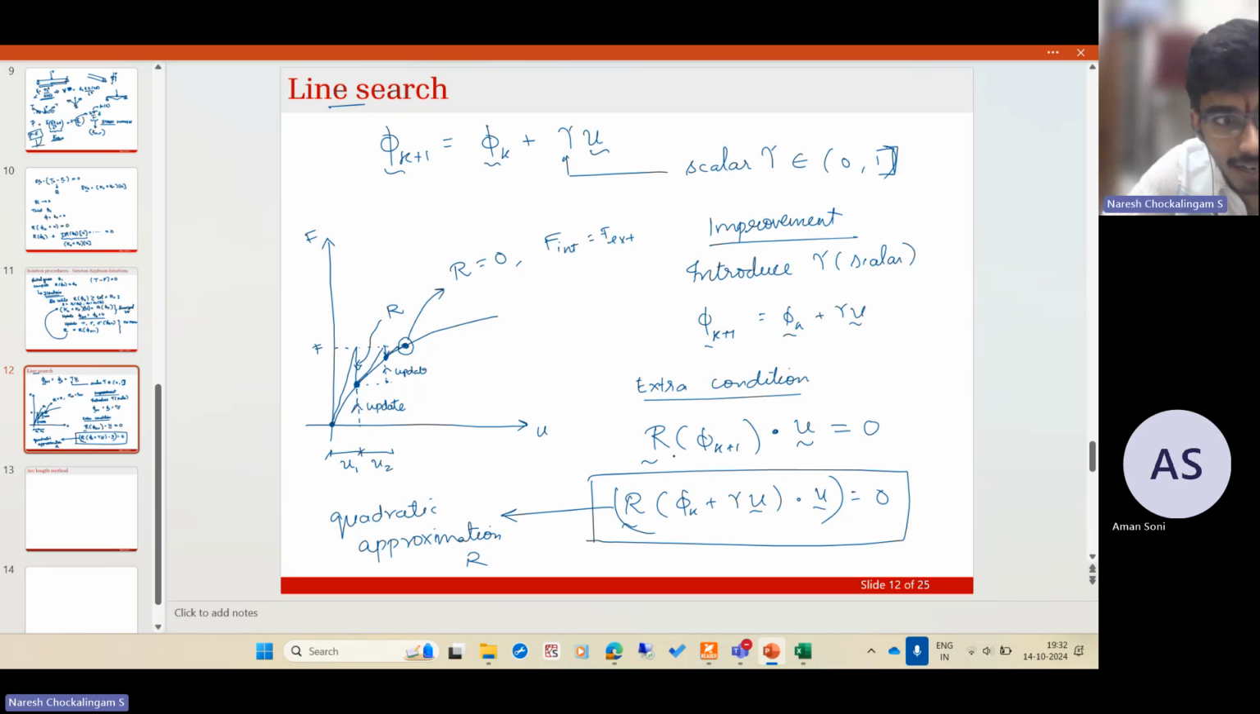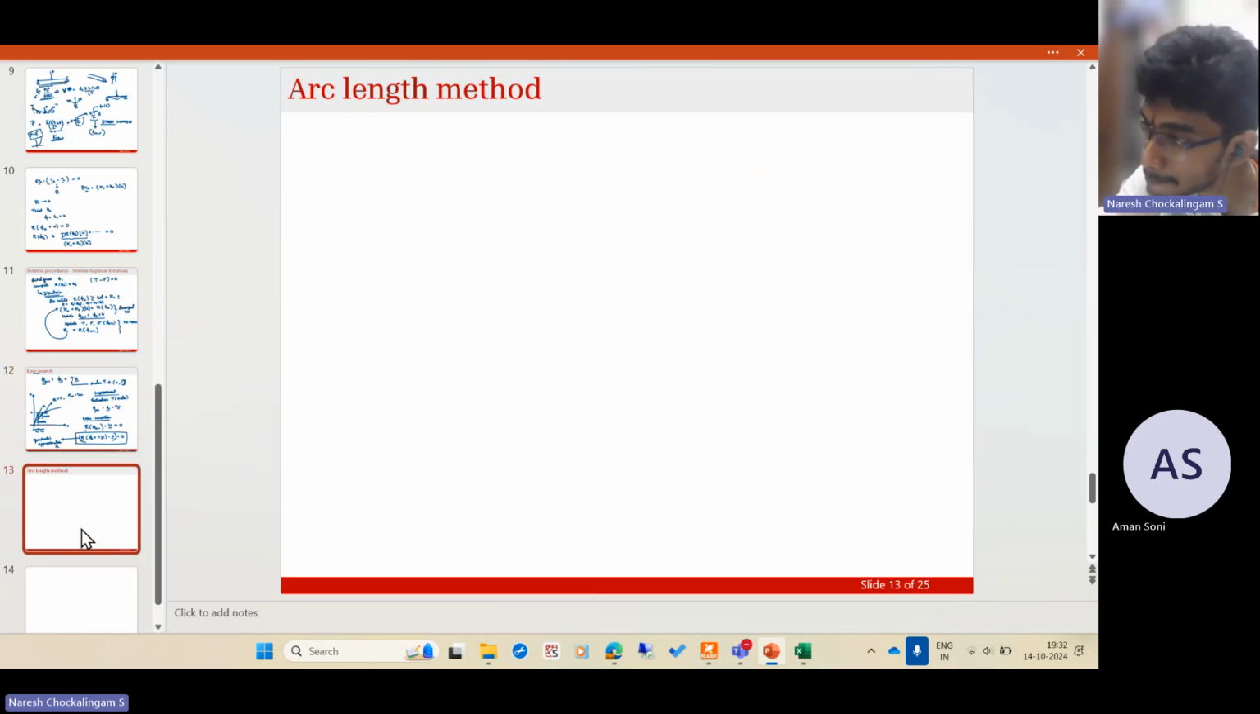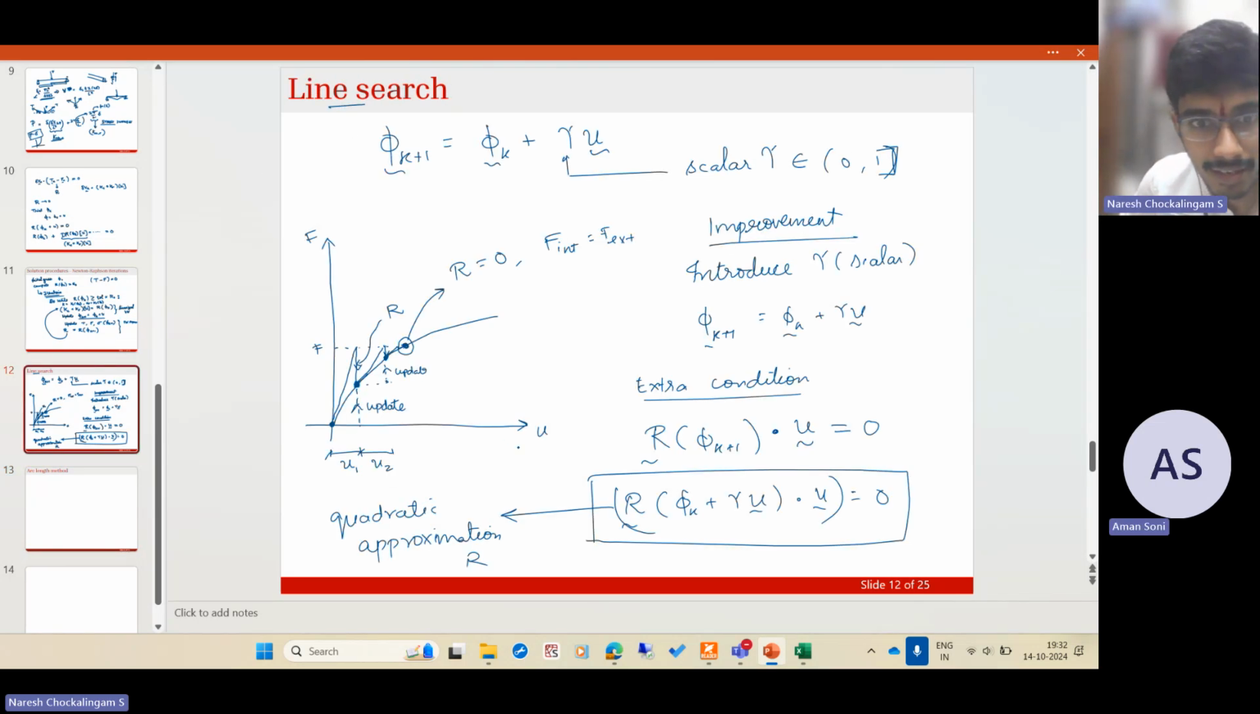Okay, so the last, Naresh, in the last slide, the step that you just told, that we have to get the value of this linearized gamma, constant gamma.